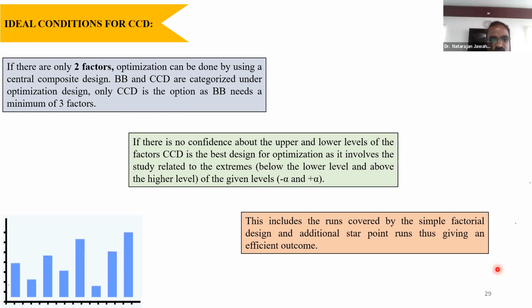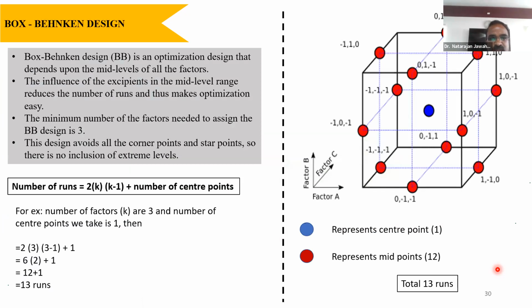If there is no confidence about the upper level and lower level of the factor, CCD is the best design for optimization, as I told earlier, as it involves the study related to extremes, below and above the given levels by means of star points. So this includes the runs covered by the simple factorial design and additional star point runs, thus giving an efficient outcome. Now let us move on to the Box-Behnken design.